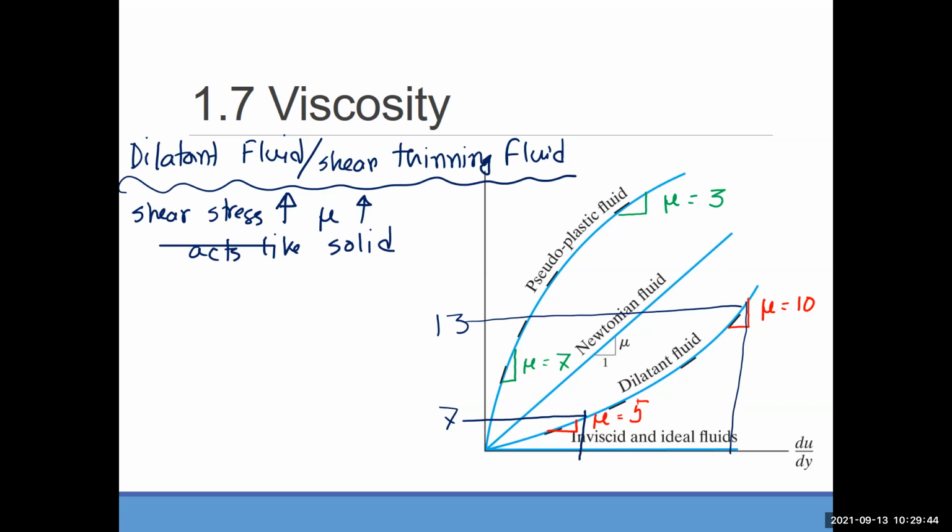Oh, yes, that's true. Yes, because with extra force, it acts more like a solid. So it should be shear thickening. You are correct, actually. That should be shear thickening. Like it's getting thicker. Thank you for that.